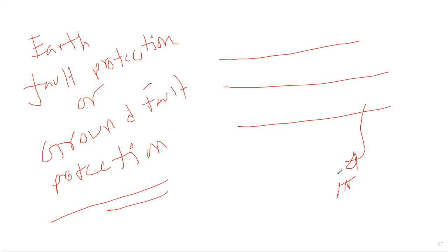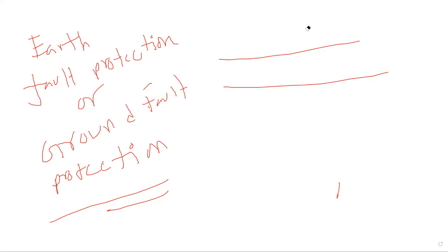We have different types of fault: the symmetrical fault, unsymmetrical fault, single line to ground fault, double line to ground fault, line to line fault, okay? We will call it an earth fault or ground fault only if the fault is involved with the earth, otherwise not. I can give you some examples.